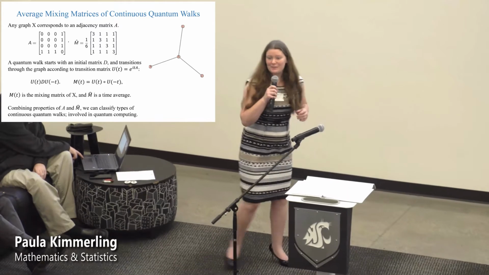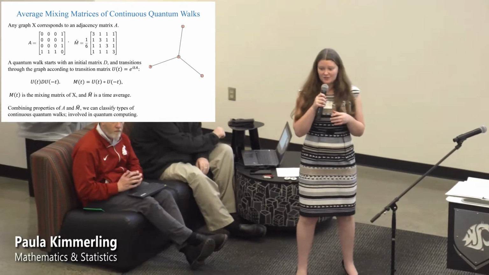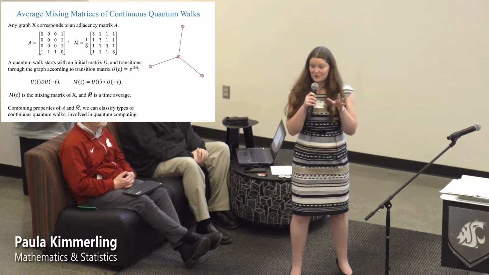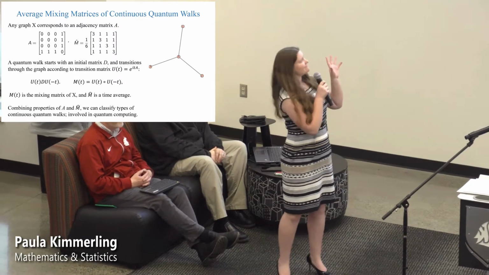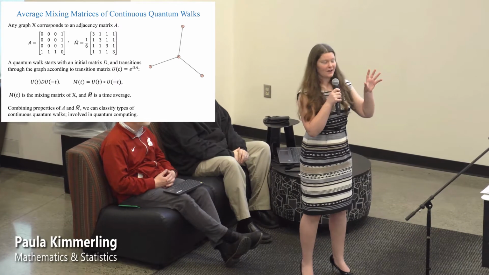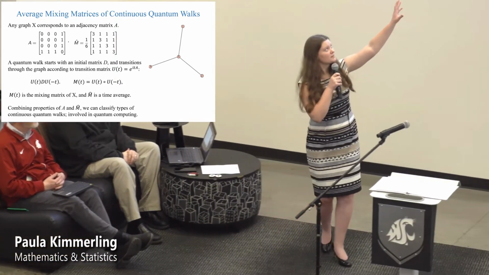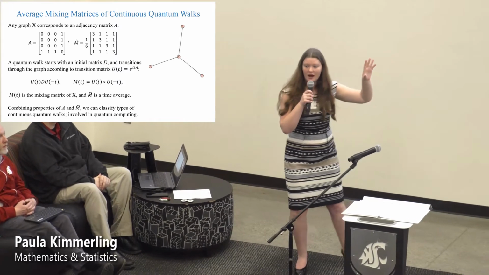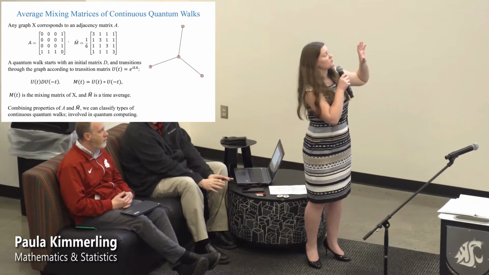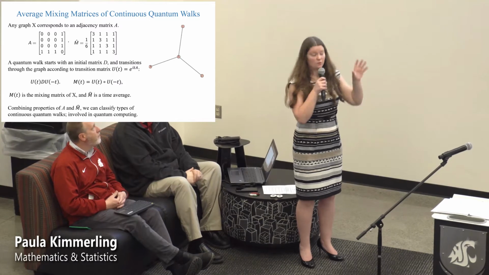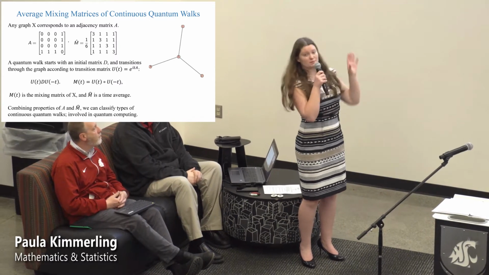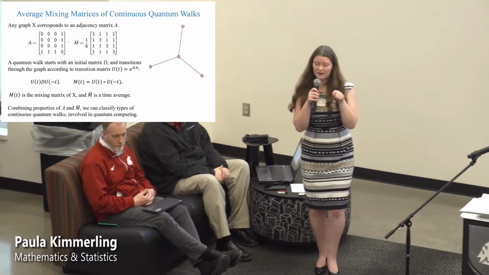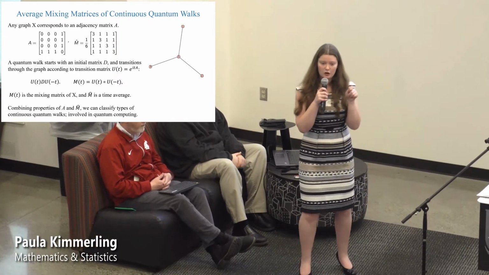Hello, my name is Paula. I'm going to talk to you about the average mixing matrices of continuous quantum walks. So, it is a fact that if I give you a graph, which is what this thing is over here, it's got nodes and edges connecting them, I can create what's called an adjacency matrix, which is this first matrix over here, named A. If two nodes share an edge, I put a 1, and if two nodes do not share an edge, I put a 0.